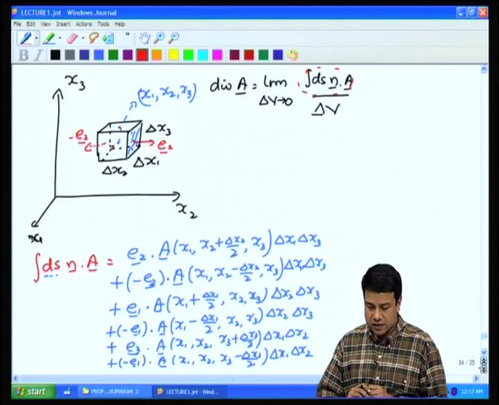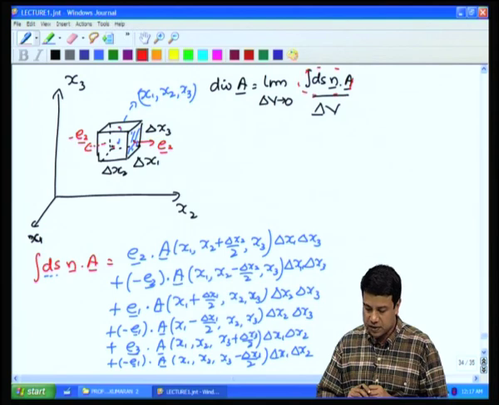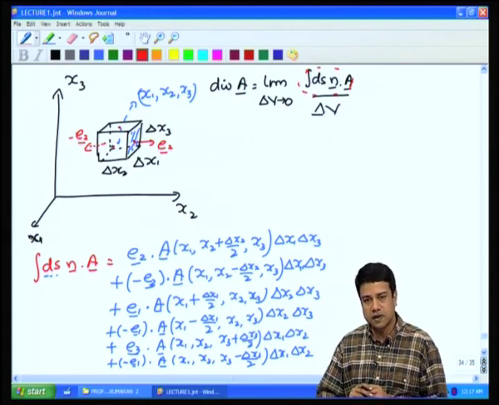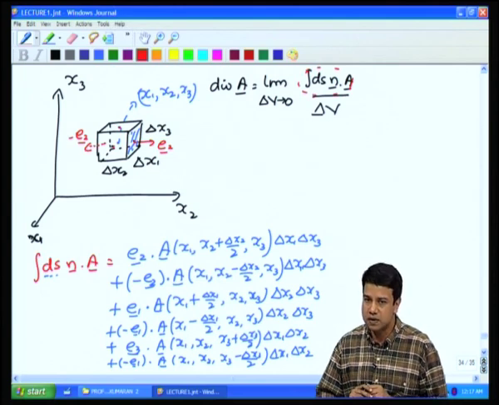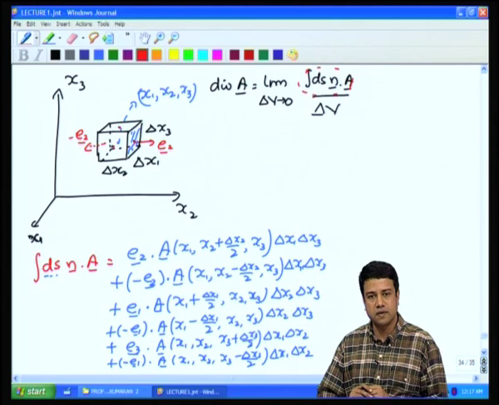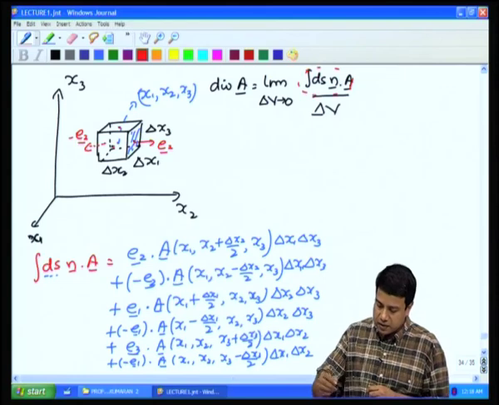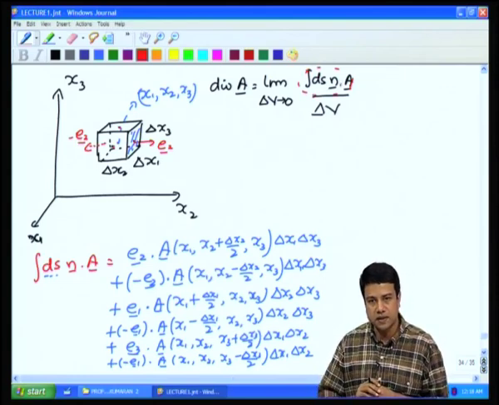We had calculated the divergence in a Cartesian coordinate system: limit as delta V goes to 0, integral dS n dot A divided by delta V. So, in this Cartesian coordinate system, we construct a differential volume with surfaces perpendicular to lines of constant coordinate. You have two surfaces perpendicular to the x1 direction, the front and the back, two surfaces perpendicular to the x2 direction, right and left, and two surfaces perpendicular to the x3 direction, top and bottom. And we have to take this dS n dot A on each of these surfaces.